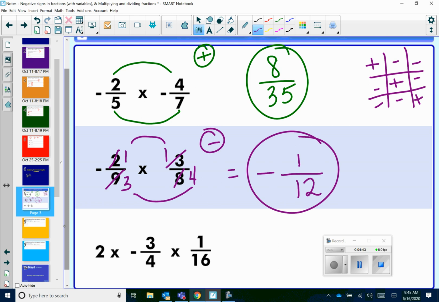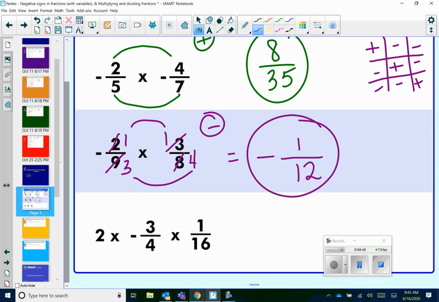Now notice this bottom one, you're multiplying 3 different numbers. We have 2 fractions and then a whole number. So I'm going to just put 2 over 1.